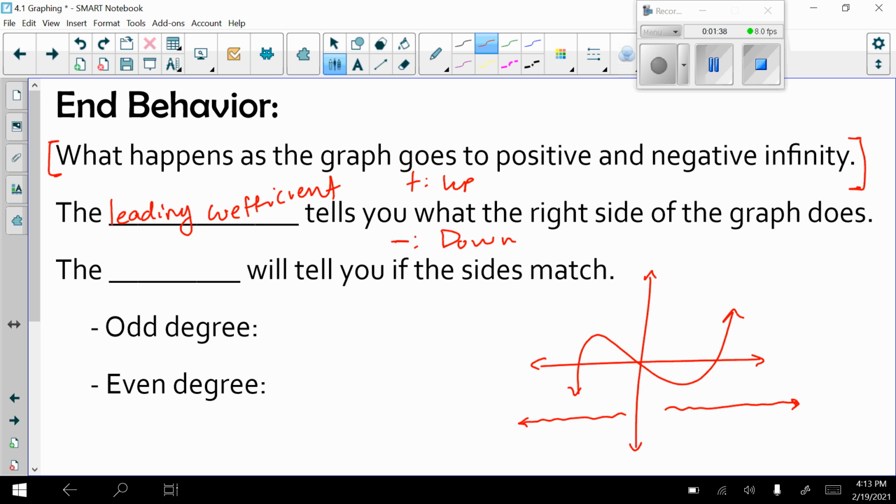The other thing we need to look at is the degree of the polynomial. Remember, that's the biggest exponent that we see. So the degree will tell you if the sides match, so if the right side and the left side match or if they don't. An odd degree means that the sides don't match. And an even degree means that the sides do match.